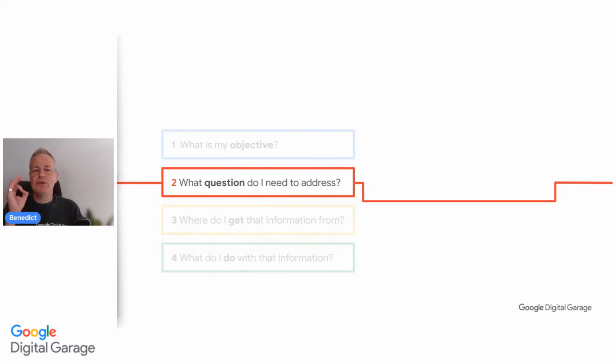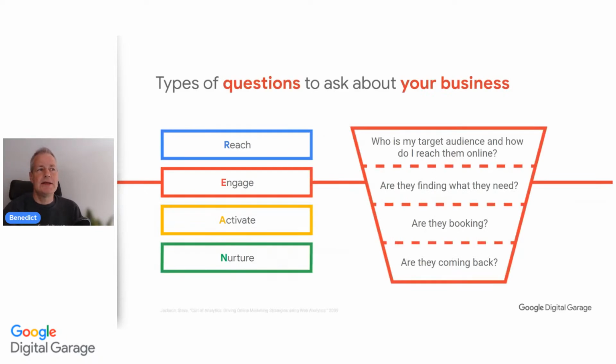So what question do I need to address? To get the right data, you've got to frame the question correctly. We're going to be using a framework here, what's called the REAN framework. Reach, engage, activate, nurture. Again, of course, it's a funnel. So we're building it around this funnel and the particular stage that you are at with your company.